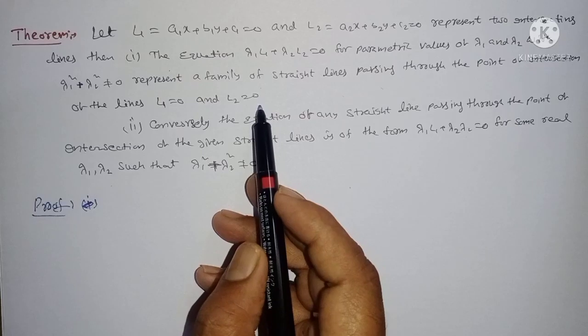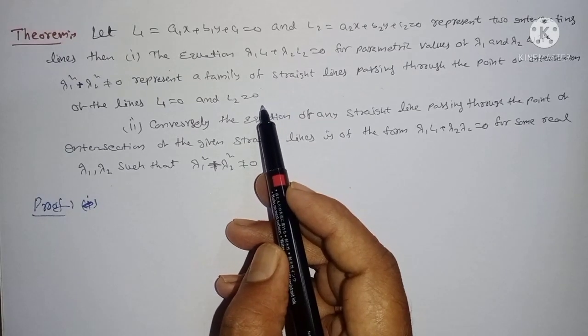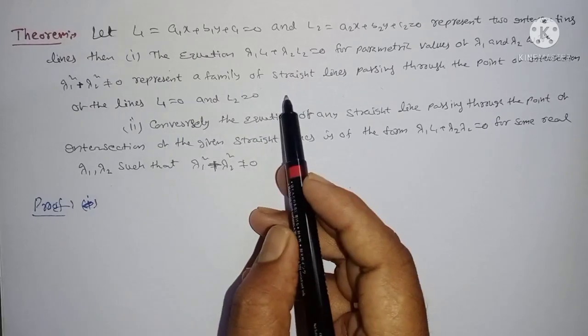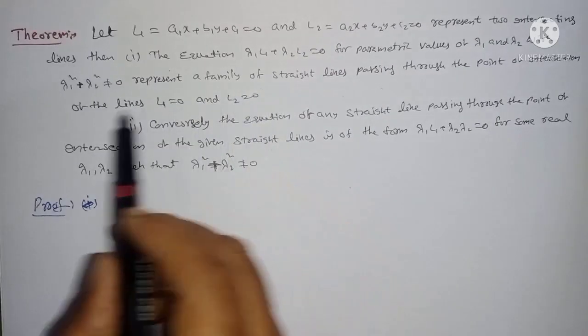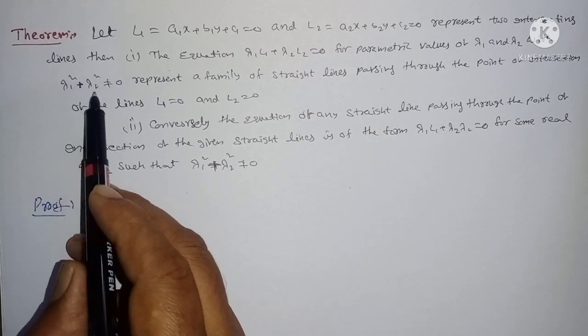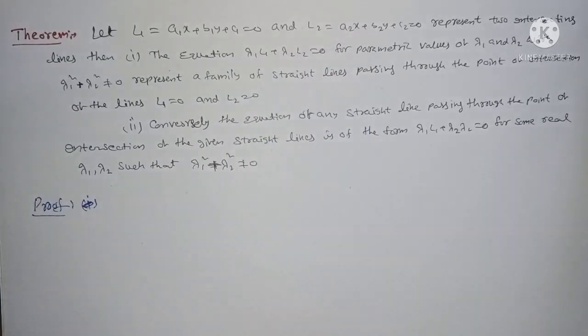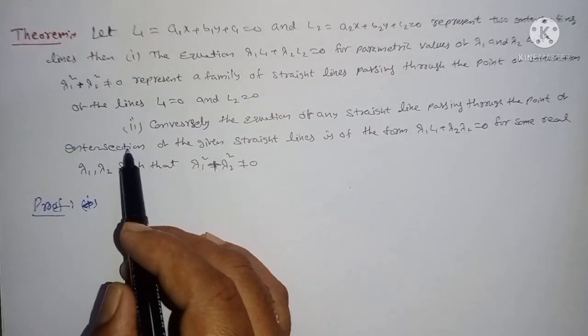In the previous class you discussed the family of straight lines, or concurrent lines. This depends on this theorem, where λ1 and λ2 are not both equal to 0, that is, λ1² + λ2² ≠ 0. Then L1 and L2 give a family of straight lines. You can prove the converse.